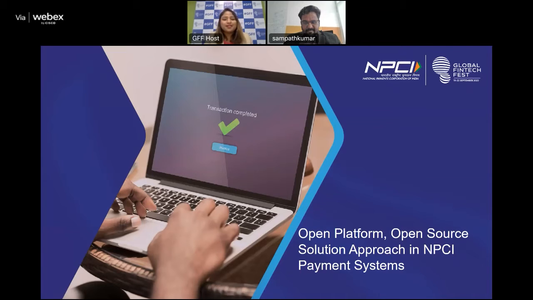The topic of our discussion is Open Platform, Open Source Solution Approach in NPCI Payment System, which is also a part of the Masterclass. We're very glad to have an esteemed speaker who's lined up for the same. Dear attendees, joining us today, we have Mr. Sampath Kumar Rangasamy, Chief Online and New Products Development, National Payments Council of India, NPCI.